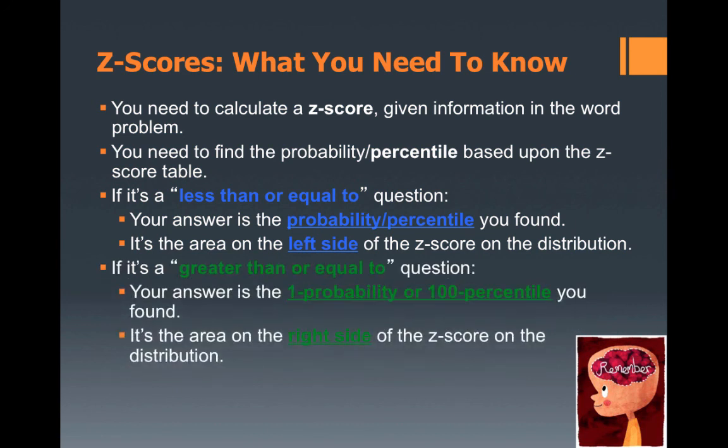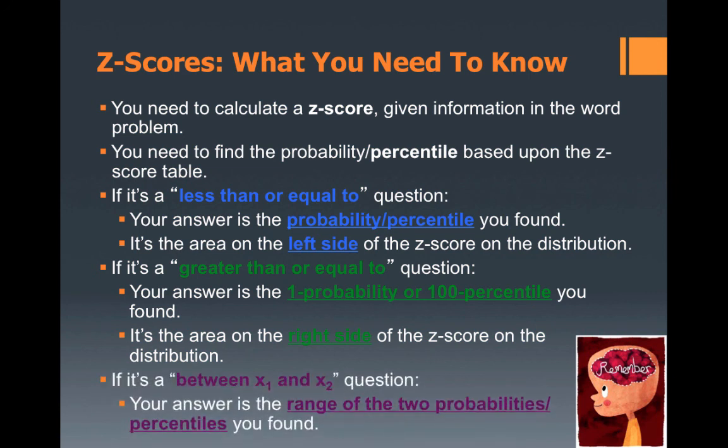If I'm asking for something that's greater than or equal to, this is where we think about the opposite, where you're going to subtract your probability from 1, or you're going to subtract your percentage from 100 to find out what scores are greater than or equal to a given score. This is essentially the right side of a z-score underneath your curve. And if I'm asking between two specific scores, you're going to find the two probabilities or percentages for those two scores, and then find the difference, and that's going to be your answer.